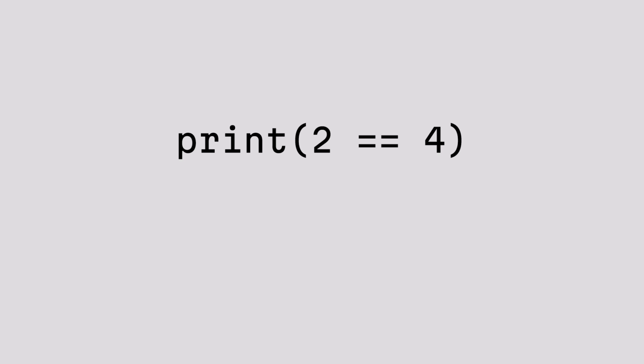Here, the values are different. 2 and 4 are not the same, of course, so we'll get False. There are two things to know here. First, if you're comparing, you have to use two equal signs. If you use one equal sign, that's used for variable assignment, which we'll learn in a future lesson. But when you're comparing, you have to use two equal signs.